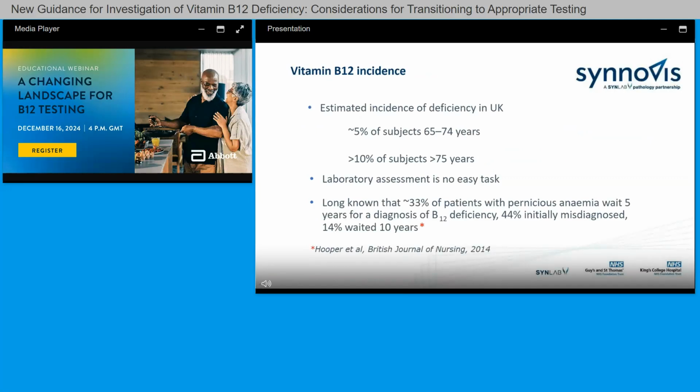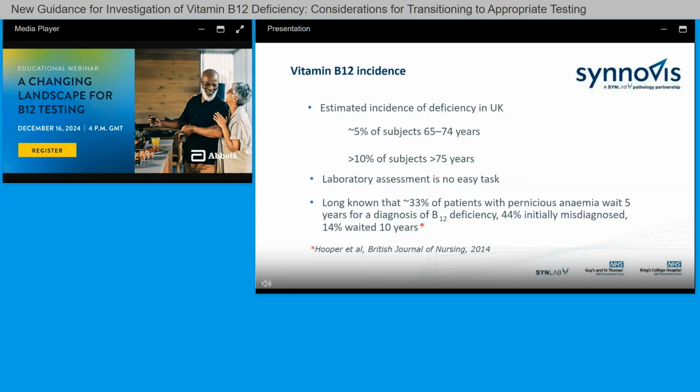Now, B12 deficiency is not rare. In the United Kingdom, which is where I happen to work, about 5% of people over the age of 65 to 74 will be deficient. The incidence of deficiency increases with age and is more than 10% in people who are older than 75.